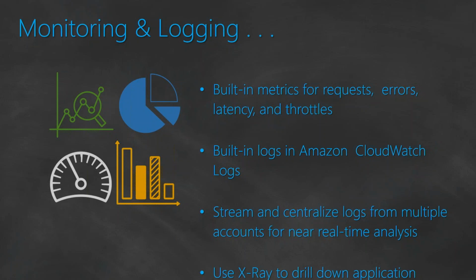When you're talking about monitoring and logging your Lambda functions, you have a lot of metrics provided to you by default: requests, errors, latency in your Lambda function, and throttles. These are just some of them, but there are more available. If this is not enough, Amazon also has detailed logs provided through the CloudWatch service. It is possible to stream and centralize your logs so that you can analyze them in real time in other services like Splunk or Datadog or any of your favorite log processing systems.